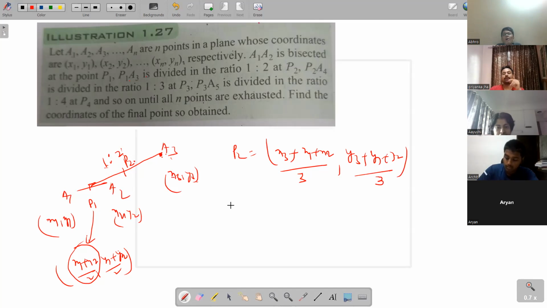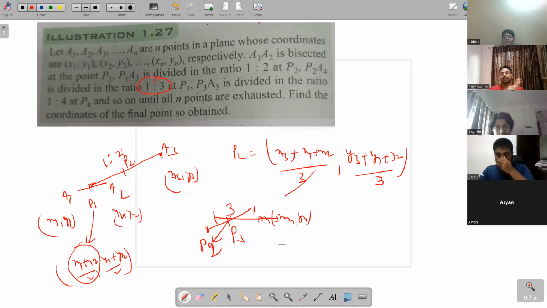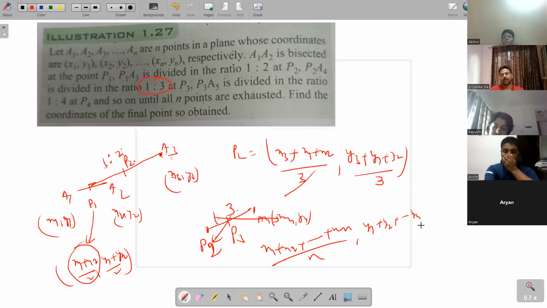Now P2A4, that is x4, y4, will be divided in the ratio 1:3 at P3. So 1 into x4 plus 3 into this. Now we can see that the 3 cancels, so it will keep going like this. In the end, 1 plus 3 is 4. So x1 plus x2 plus up to xn upon n, y1 plus y2 up to yn upon n. Understood? Very easy, right? Okay, fine.